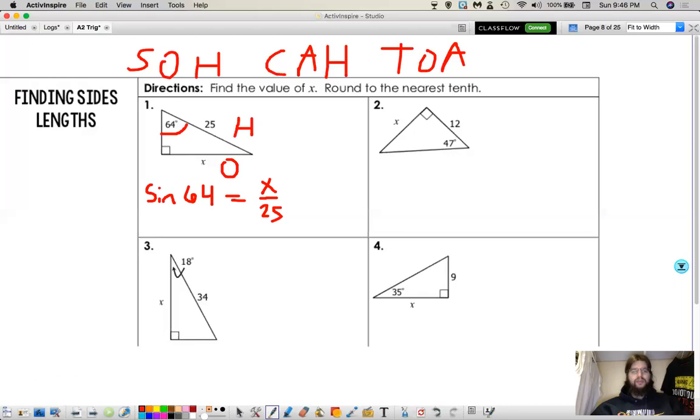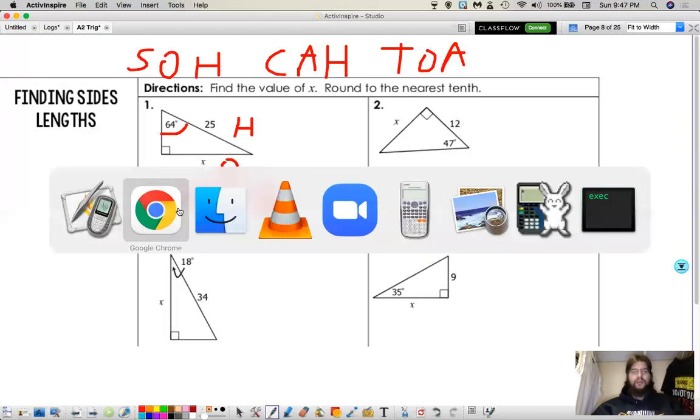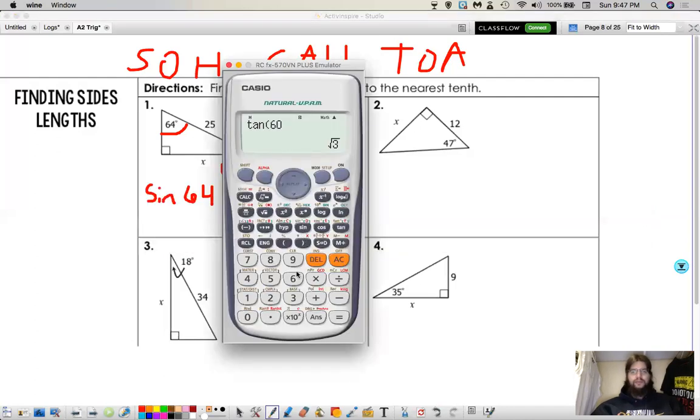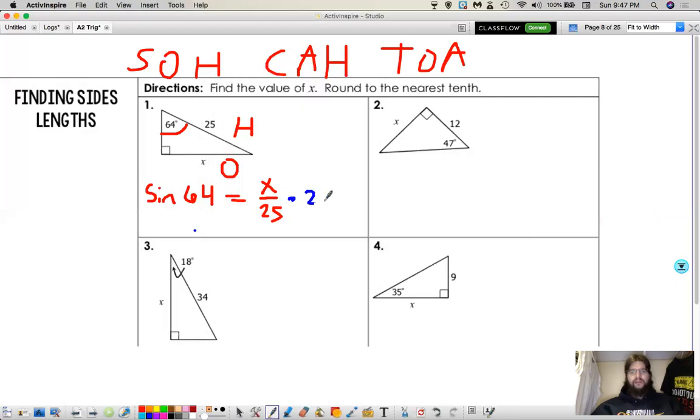Multiply both sides by 25, or this is just a number. Sine of 64, you can type that in the calculator. Sine of 64, some random decimal that no one really cares about. So let's see what it is. Who cares? How do I solve it? Multiply both sides by my denominator here, 25.